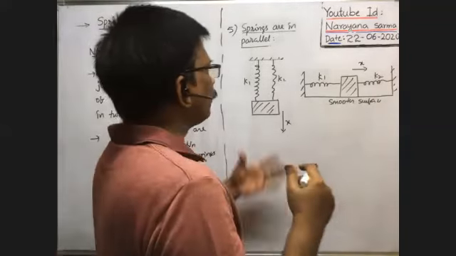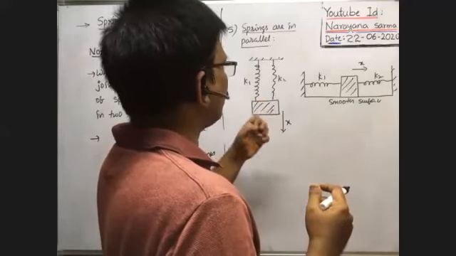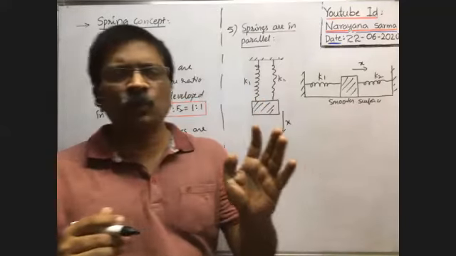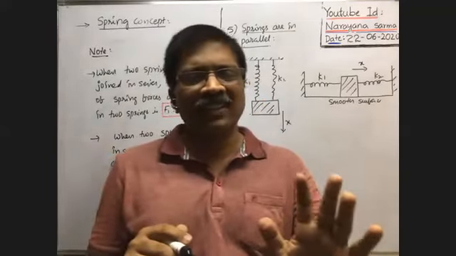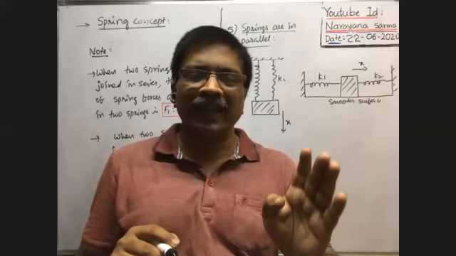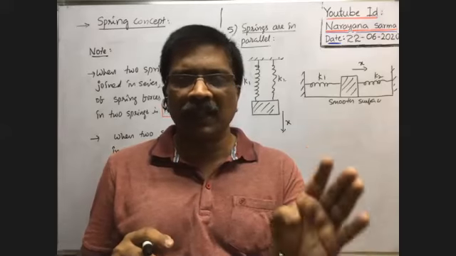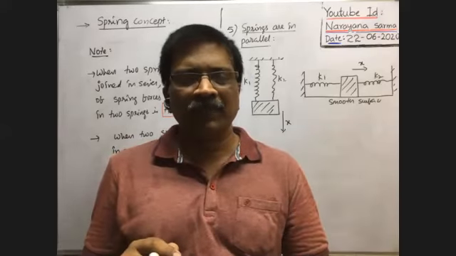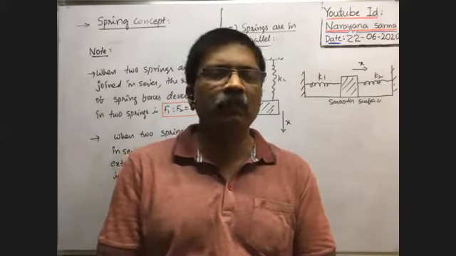So how we can define whenever the two springs are connected in parallel means, whenever the two springs are connected such that extension or compression in the two springs are same, or extension in one spring and compression in the other spring, both are same, then they are said to be connected in parallel.